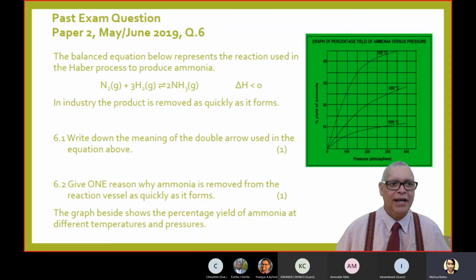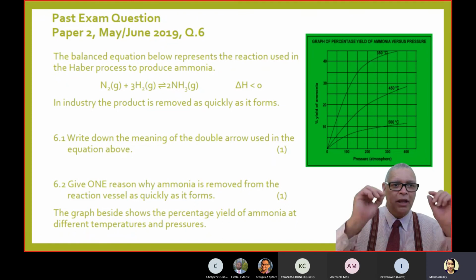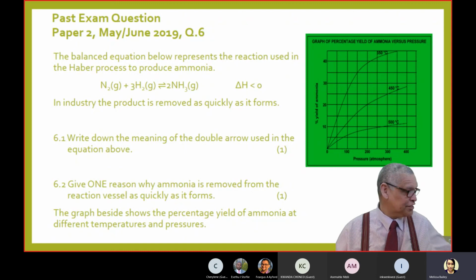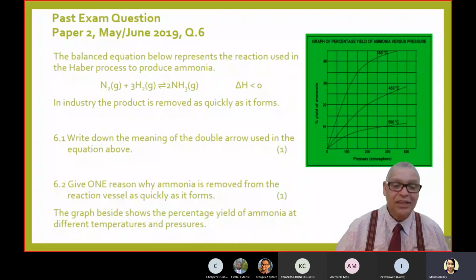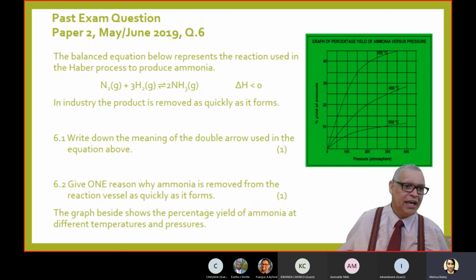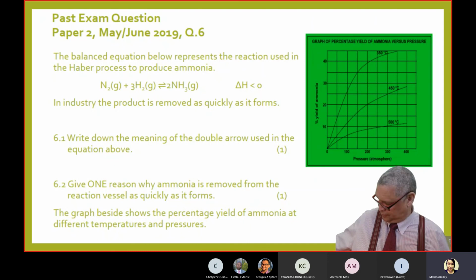All right, write down the meaning of the double arrow as used in the equation above. You got that? The next one, give one reason why ammonia is removed as soon as it forms.